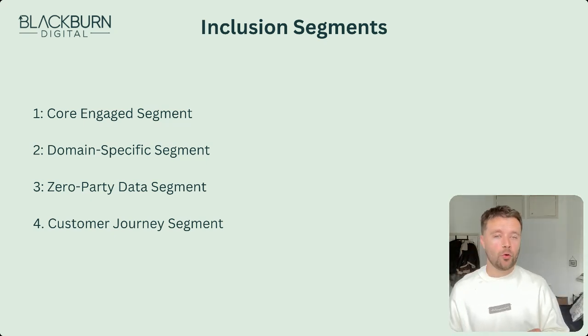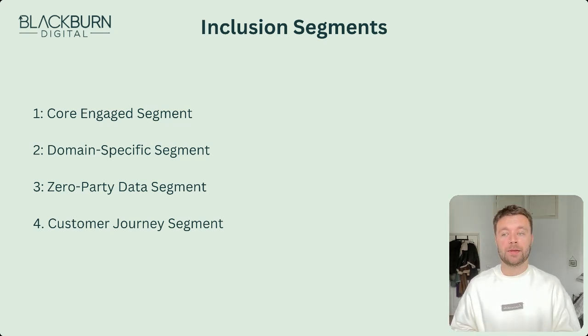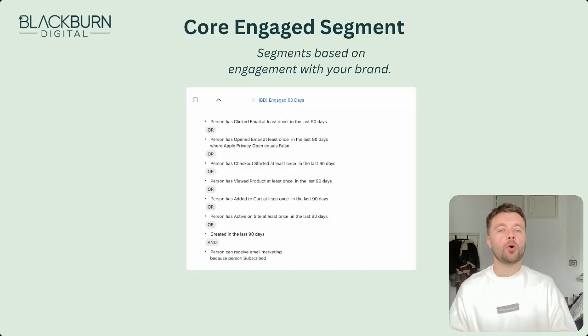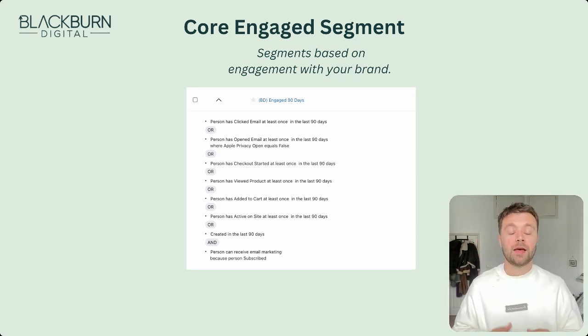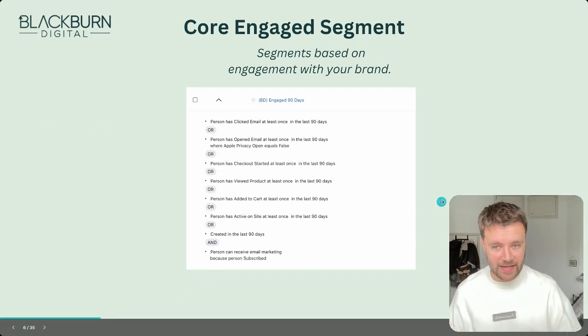So we're going to be going over four key exclusion segments. We're going to be going over the core engagement segment, a domain specific segment, a zero party data segment, and a customer journey segment. So, a core engagement segment. This segment is basically based around engagement with your brand. This is the most commonly used segment audience when it comes to email marketing. It's basically saying for whatever period of time, let's group together everyone that's shown engagement with our brand and send them the email. So if we look at this example here, we've gone for 90 days.